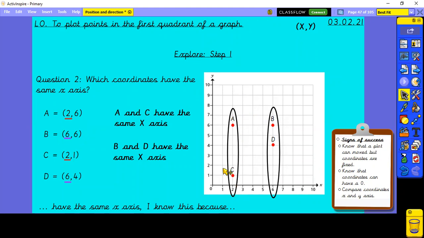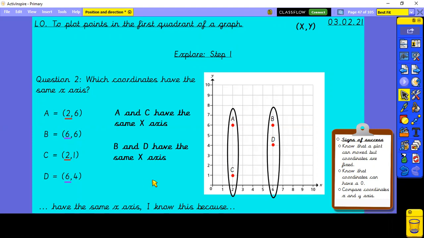Okay, so I've put the answers on the screen now, which is that A and C have the same x-axis of 2, and B and D have the same x-axis as 6. So we can either know this by looking at the graph or our coordinates. So if we look at our coordinates here, and if we know that our x-axis comes first, we can see which ones have the same x-axis. So you can see that A and C have 2, which is the same, and B and D have 6, which is the same.